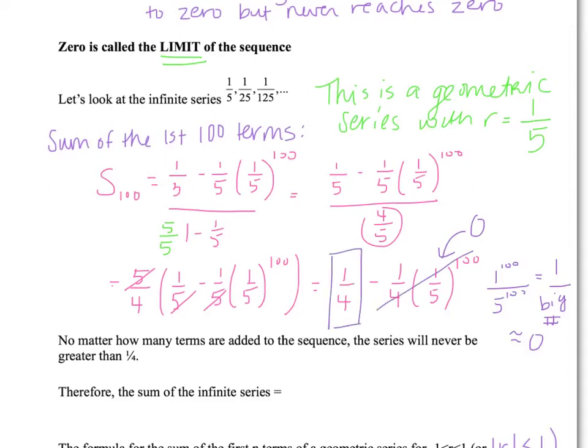So no matter how many terms are added, if I decide to do the sum of the 3,000th term, I'm always going to have 1 over a really, really big number, which means a really, really tiny fraction that is very, very close to 0. So no matter what, my sum is always going to be no greater than 1/4. So the sum of this infinite series is 1 over 4.